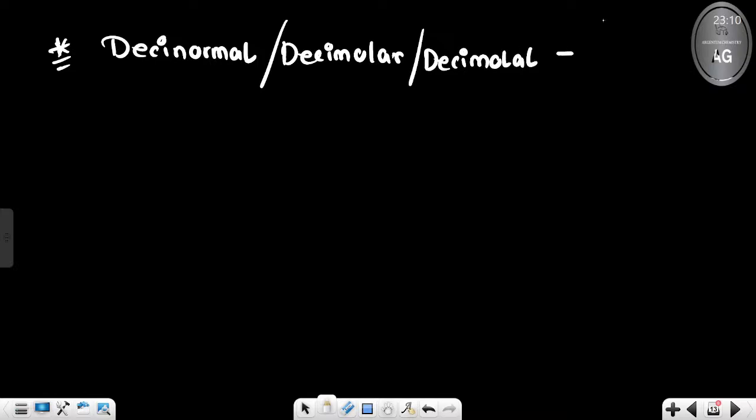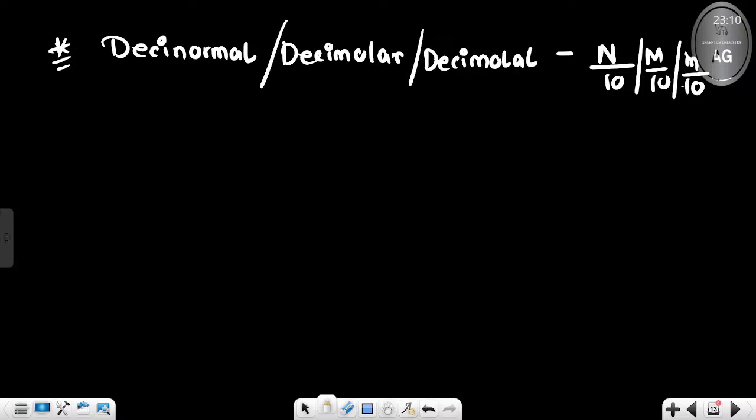So this all means n by 10, or m by 10, or small m by 10. If it is given deci, then divide by 10. Whatever is given, divide by 10. If it is given normal, then N divided by 10. If it is given molar, that will be M divided by 10.